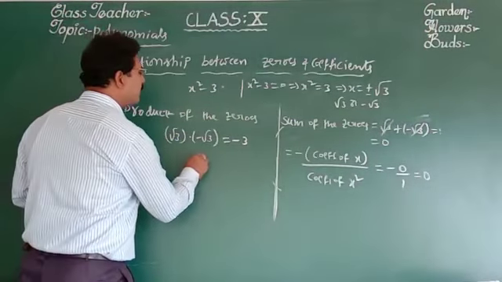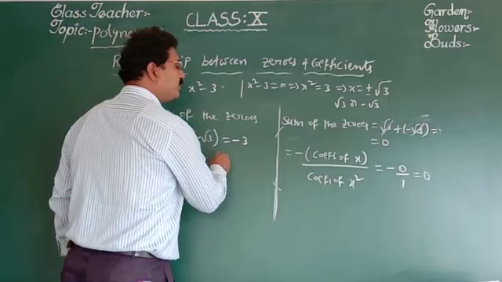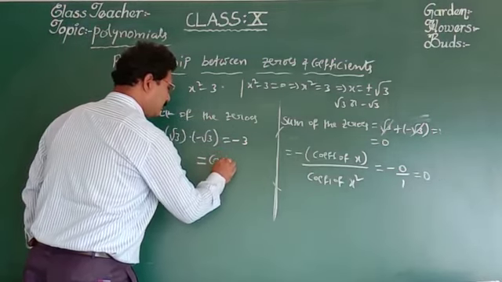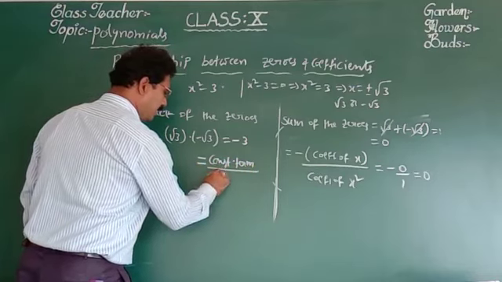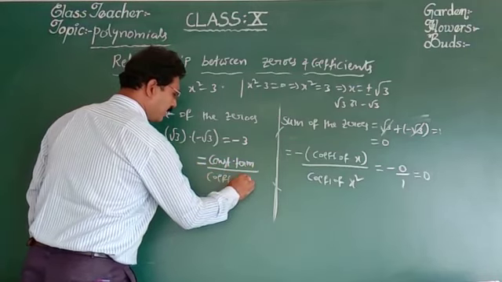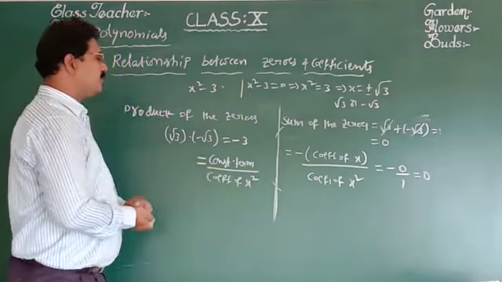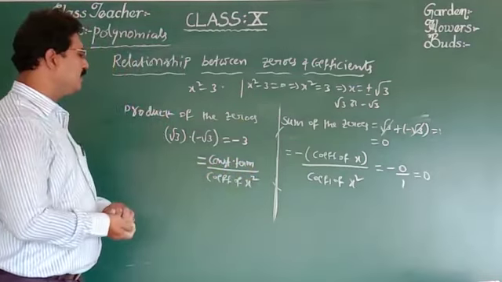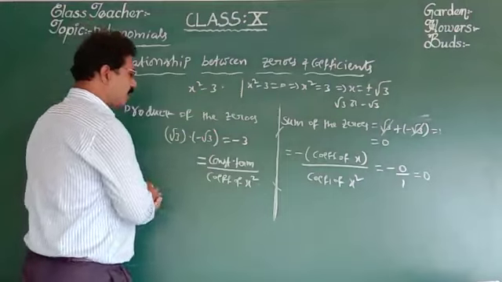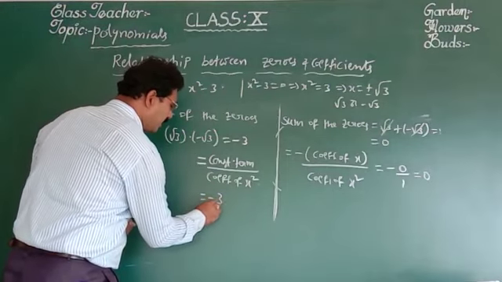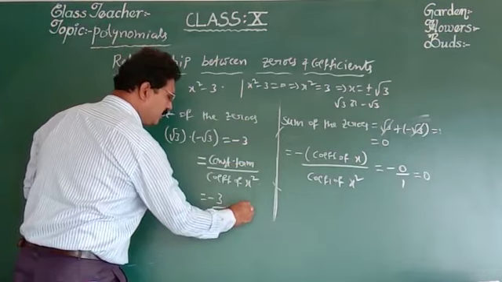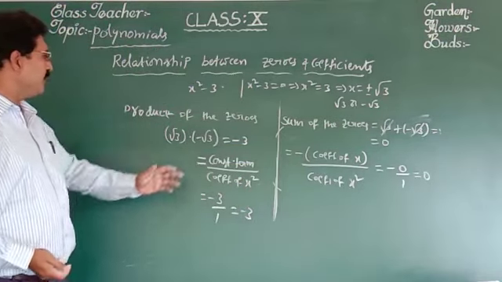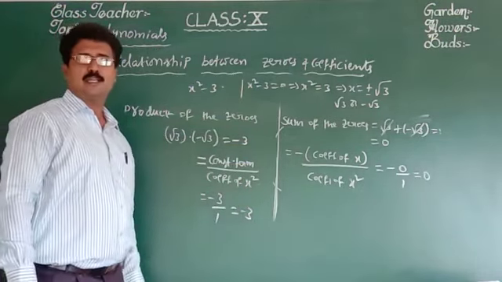Next verify that minus 3 is equal to constant term by coefficient of x square. What is the constant term here? Constant term is minus 3, by coefficient of x square, which is again 1. What is minus 3 by 1? Minus 3 only. Hence the product of the zeros is equal to minus 3.